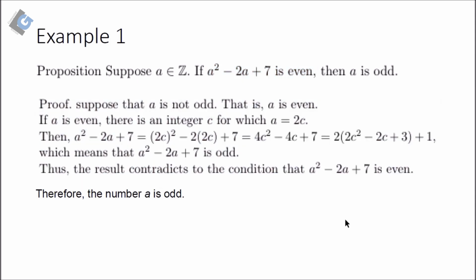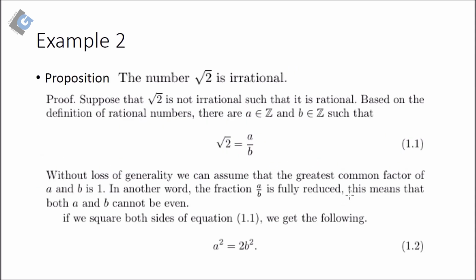Simple, right? Let's go to the second example. The proposition: the number square root of 2 is irrational. So here you need to understand the concept of irrational number and rational number. We will use the definition of rational number later on. Okay, so we suppose that square root of 2 is not irrational, such that it is a rational number.